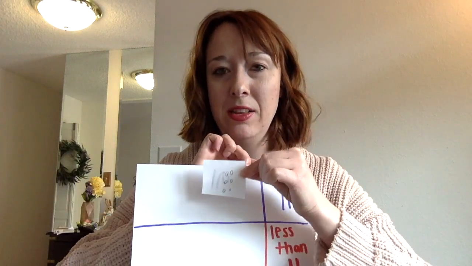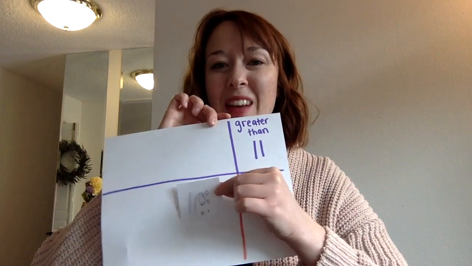You can also put dots on the card to see which one's greater. So I have 6 dots on my card. Where am I going to put that? Is that on the greater than or less than? That one's going to go on less than because 6 is less than 11.